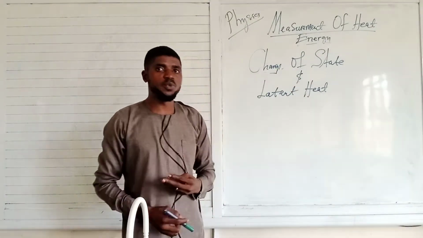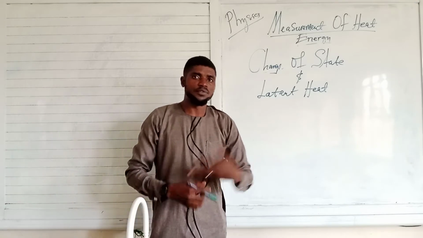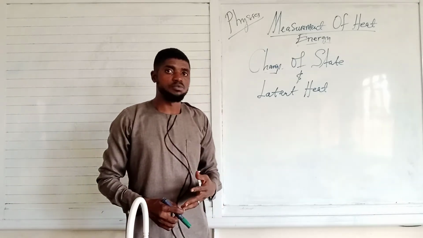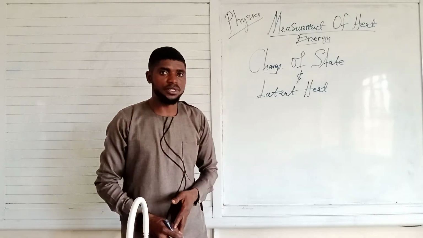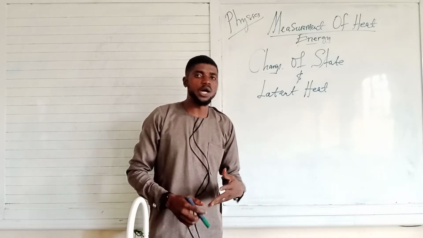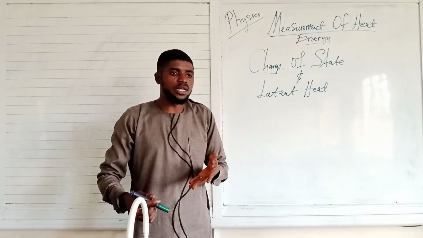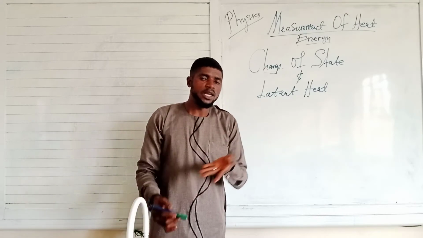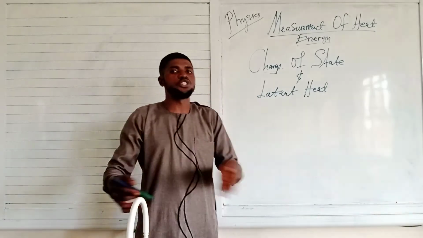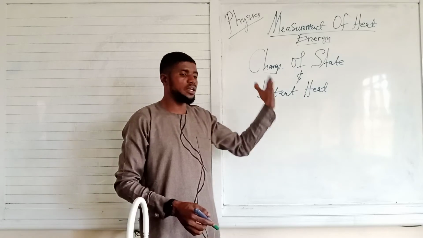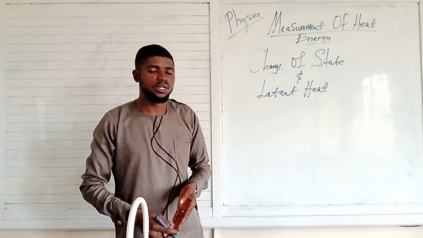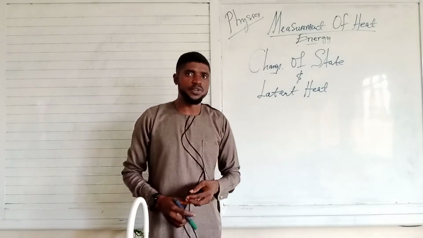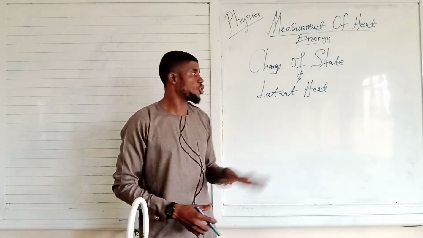In the previous video, we looked at the definition of heat energy, specific heat capacity, thermal capacity. We looked at the methods used in determining the specific heat capacity of a substance. We looked at the method of mixtures and also the electrical method. Kindly visit those videos and watch them before you come back to this video.